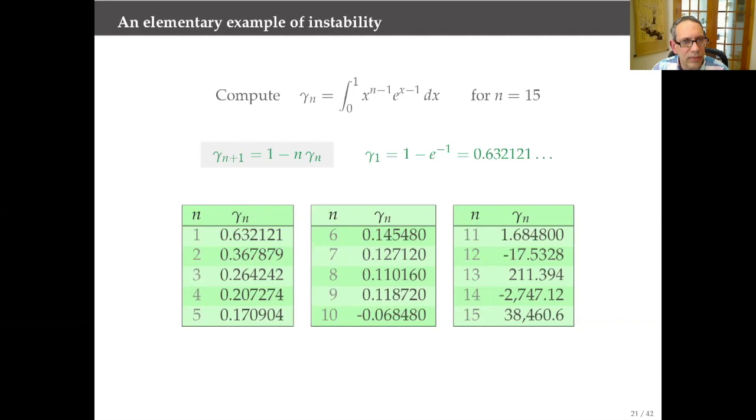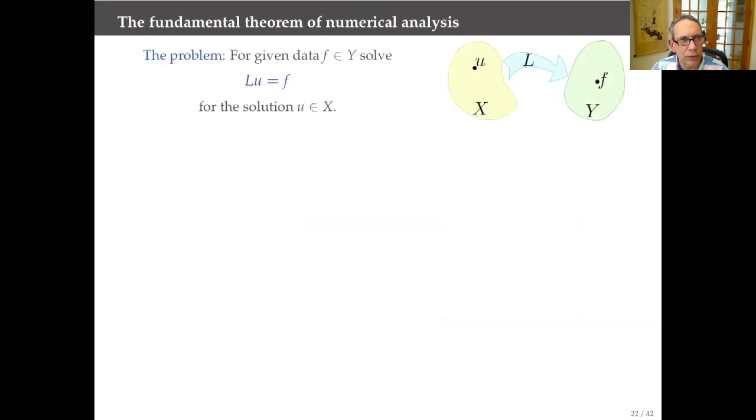This is the essence of instability. You make a tiny mistake in your input data and it leads to a huge error in your output. That's called instability. And it shows you how difficult it is to be a computational scientist. Imagine you're doing billions of numerical operations. You have to make sure you don't do 15 of them that behave like this one because they can destroy everything. That's instability.